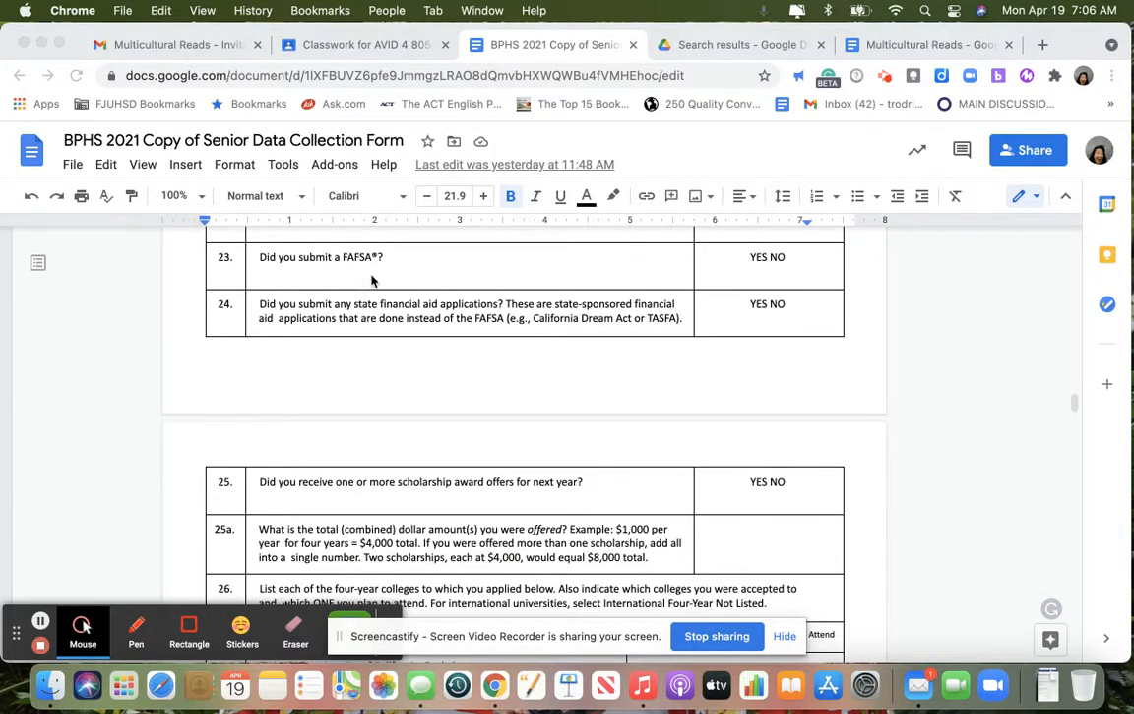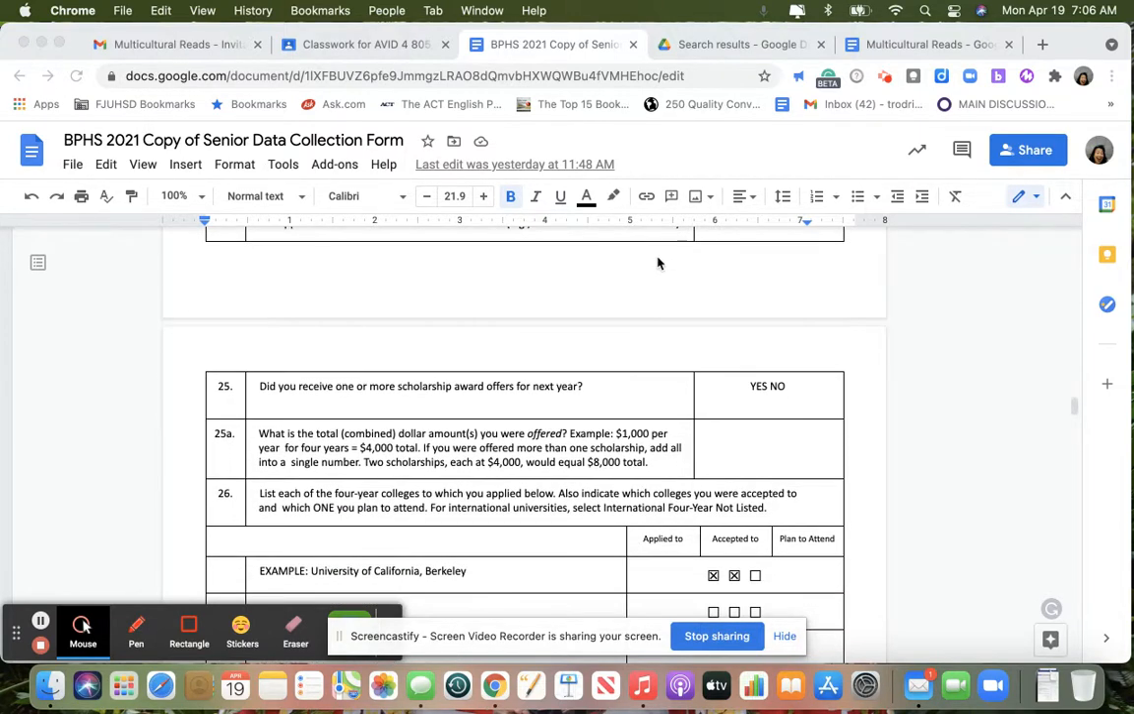Make sure you click for the FAFSA. You should have submitted that. And as far as number 24, did you submit any financial aid applications? These are state-sponsored financial aid applications that are done instead of FAFSA. So for instance, if you completed the DREAM Act paperwork, that would be a yes.